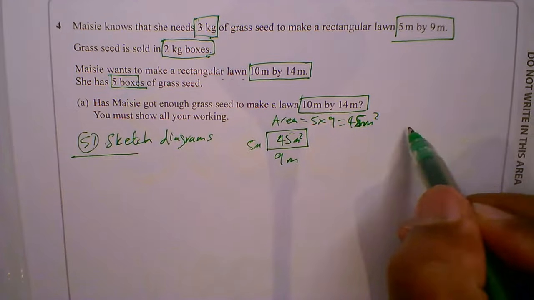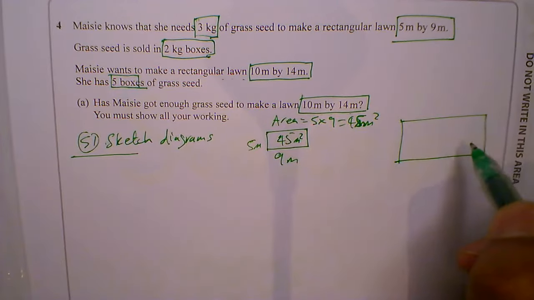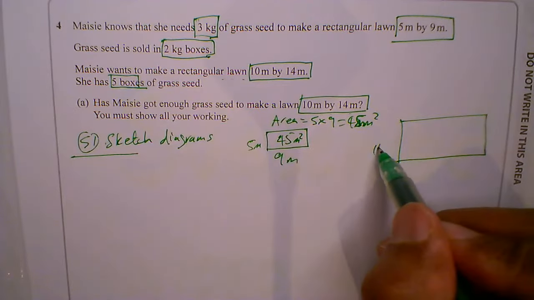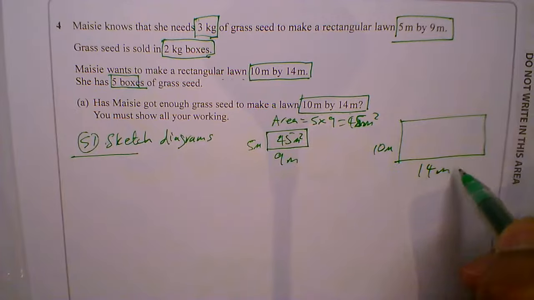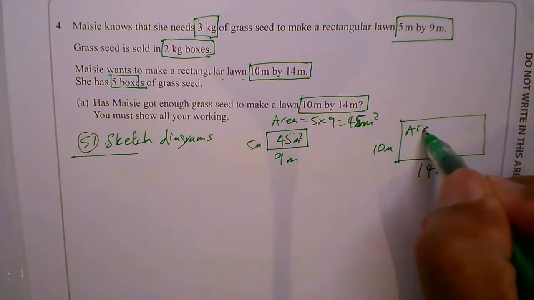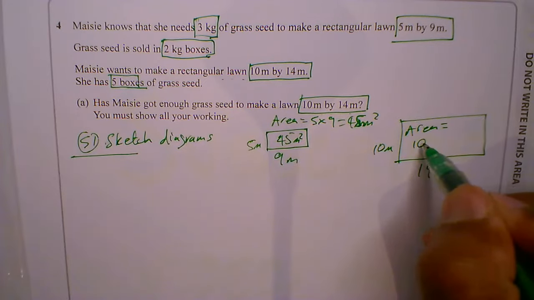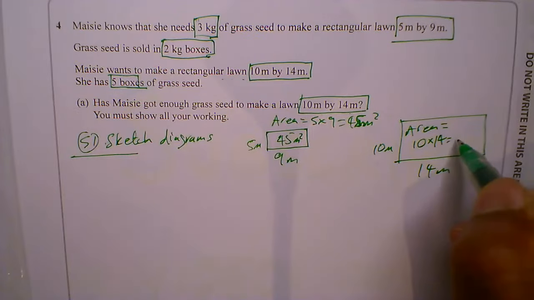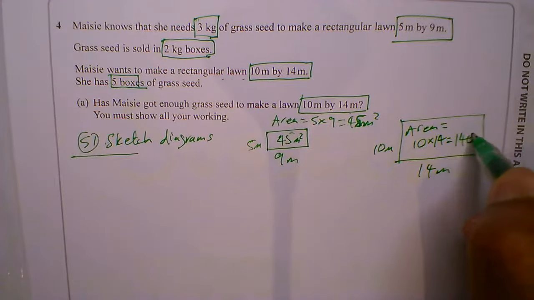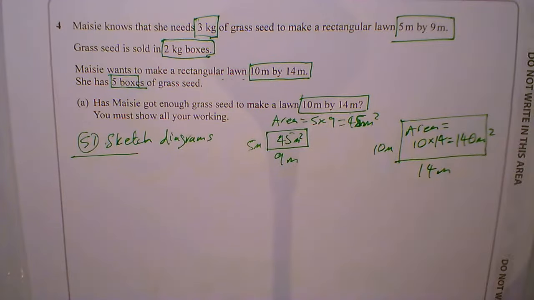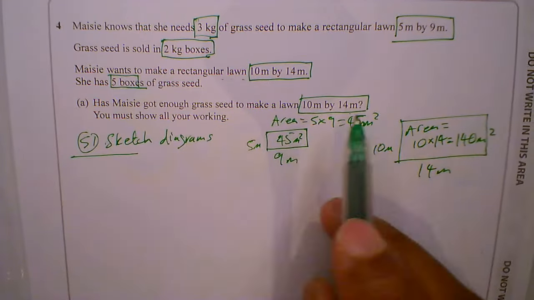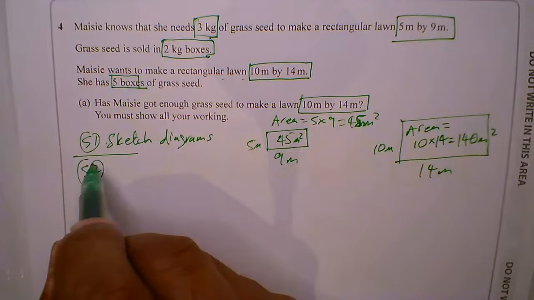And then the other one is the bigger one. So a bigger diagram, 10 by 14, 10 meters by 14 meters. So area is going to be 10 times 14, which is 140 meters squared. So I've just drawn a sketch just so that I get an idea. Okay, so I've kind of done the next step here. So I've worked out areas.